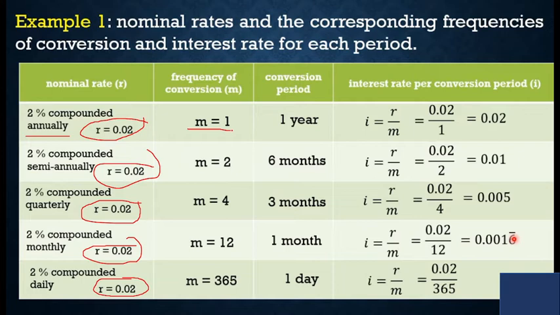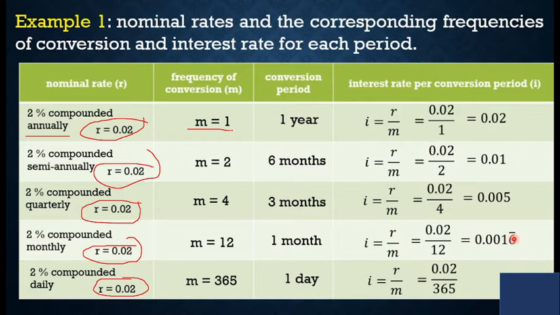12. If compounded daily, 365. Usually daily is rare; most cases are monthly, semi-annually, quarterly, or annually. Then the conversion period: if annually, it means 1 year.